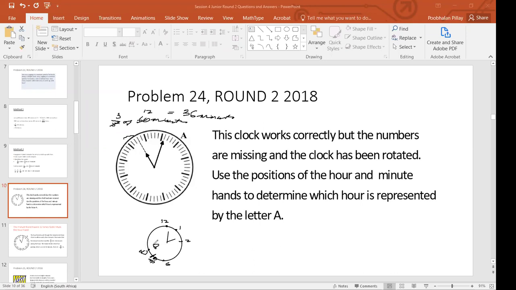So the time now, 36 minutes past, means it's more than 35. So this minute hand is moving towards what number? We want to know where the minute hand is moving towards. It's moving towards 40, which is represented by the number 8. So the hour that is represented by the letter A is 8. See, it's quite simple, but it's a strategy which I haven't seen before, and it took me a long time to get this thing out.